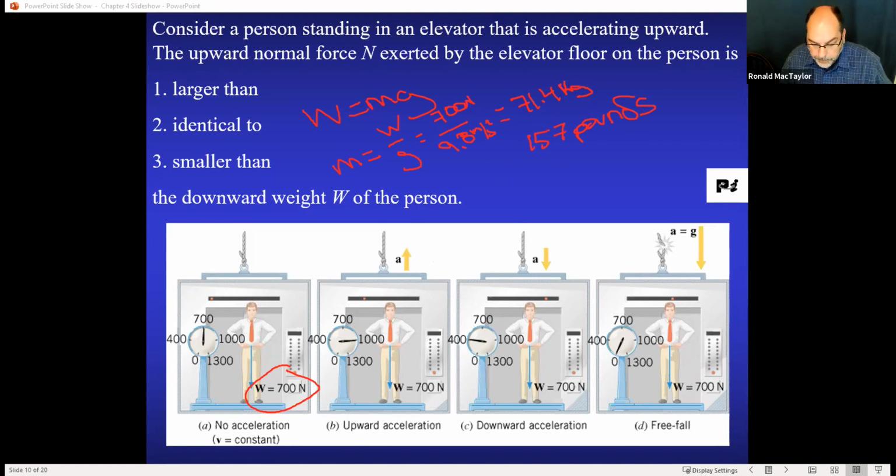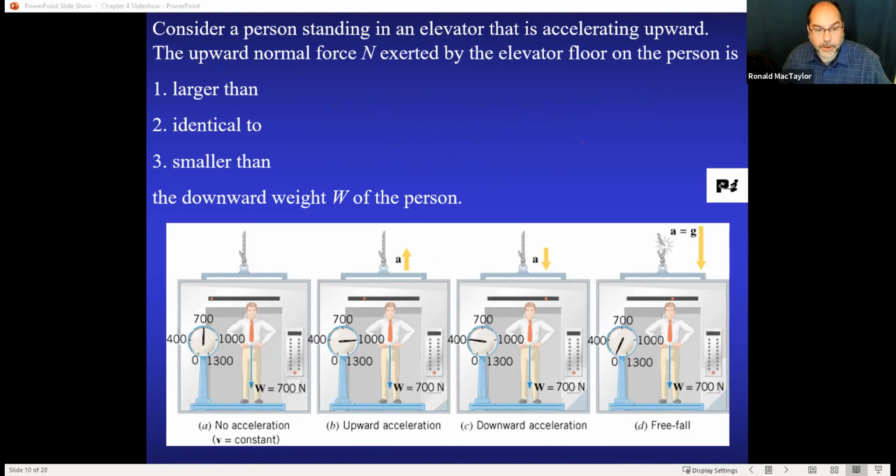So what's going on here? Well, we're saying that there's a net force. When the person pressed the button to have the elevator go up, there's a net force. So what do we say? Net force equals mass times acceleration. That net force is going to be force up minus force down equals mass times acceleration.